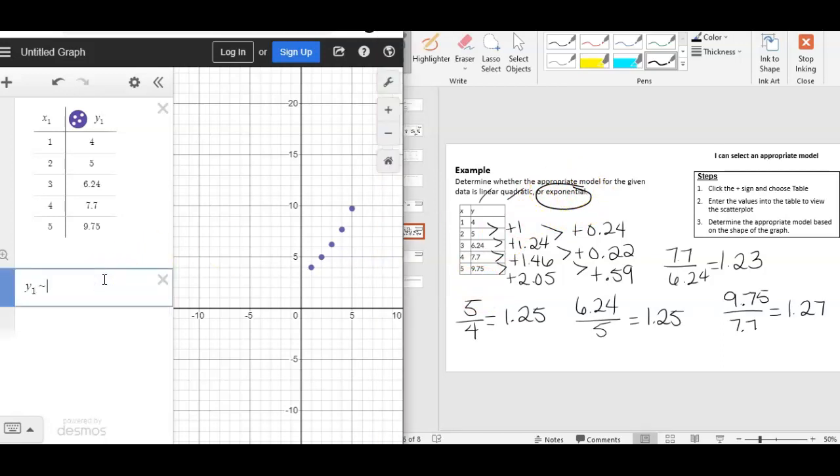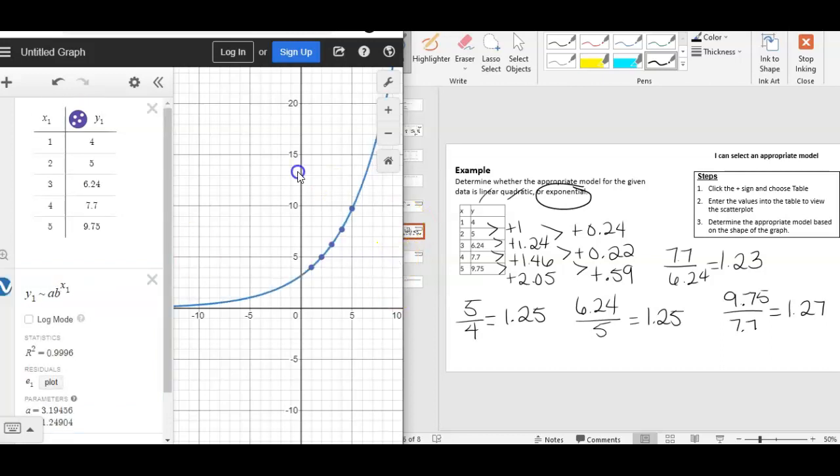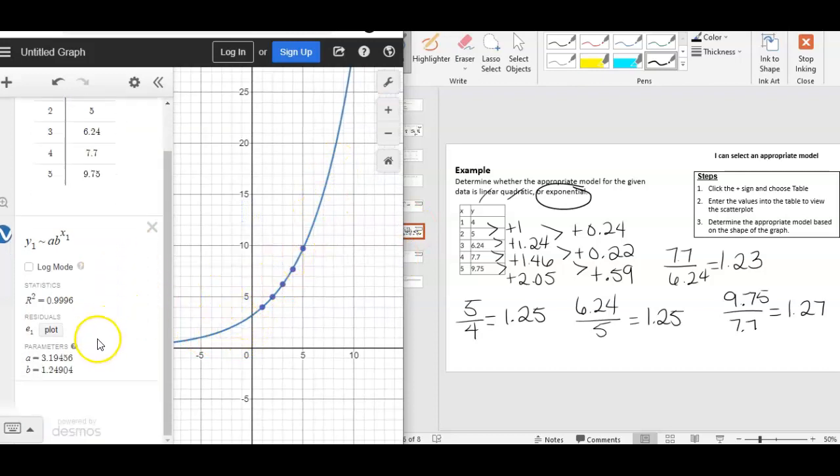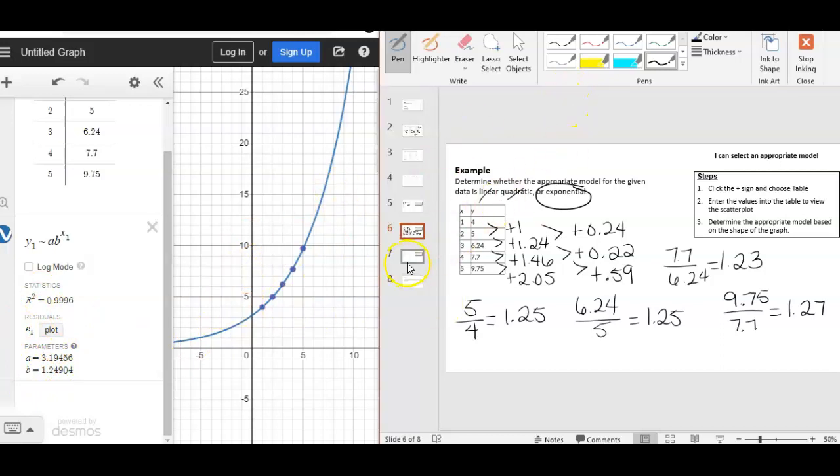Let's do y1 is approximately a times b to the x1. And look at that. That function very, very nicely goes through all of these data points. Also, my r value is pretty close to 1, so I think this is pretty good, right? So this is a very good exponential model.